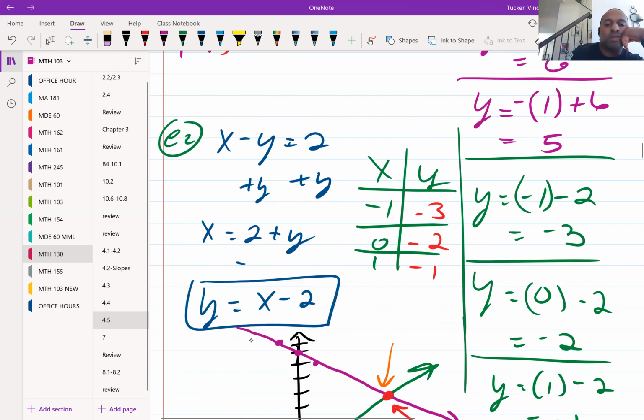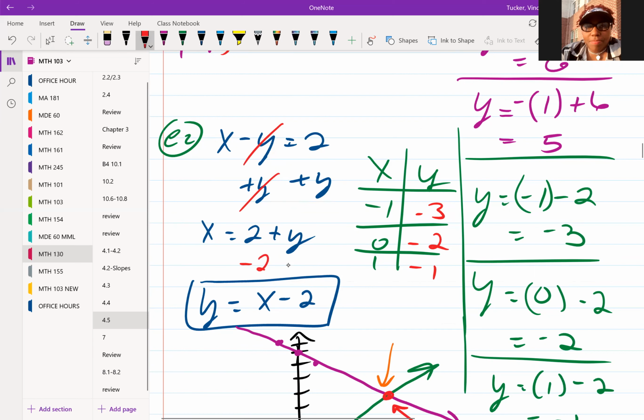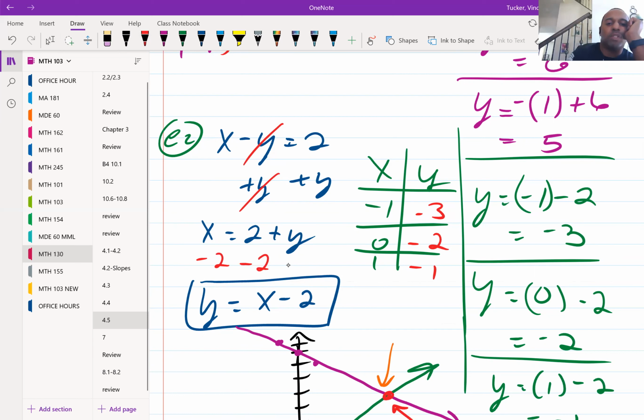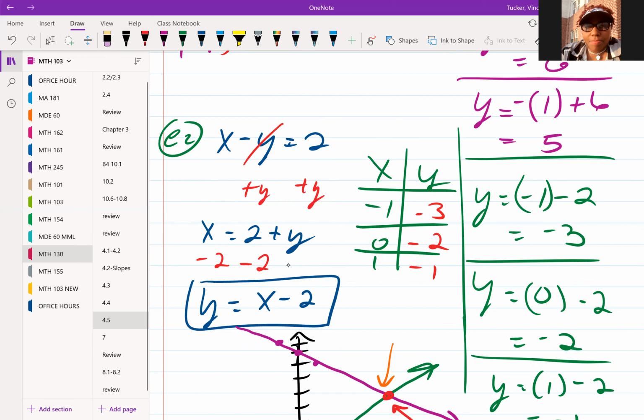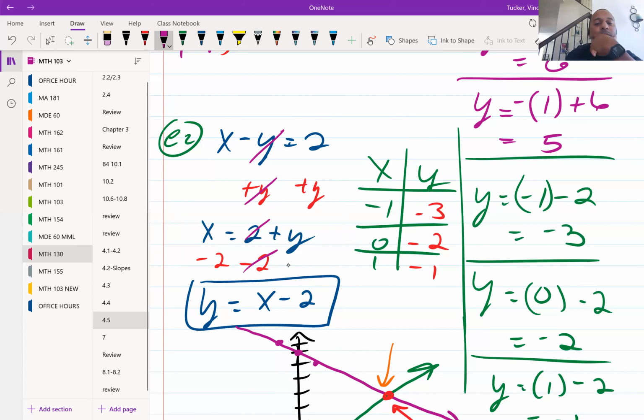All right, so what I did first was I added y to both sides because I took my y over, I had a negative y. So the y's cancel. And then subtract 2 from both sides. That'll be y equal to x minus 2.